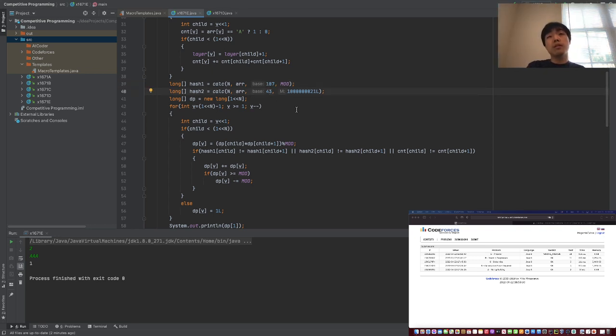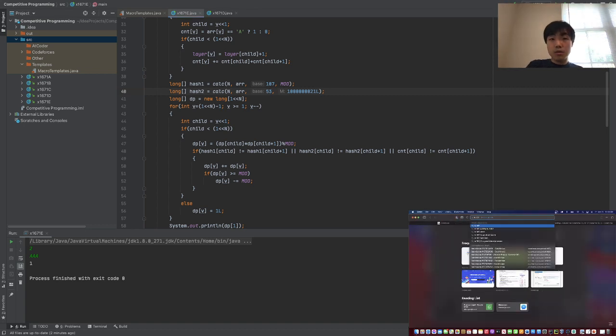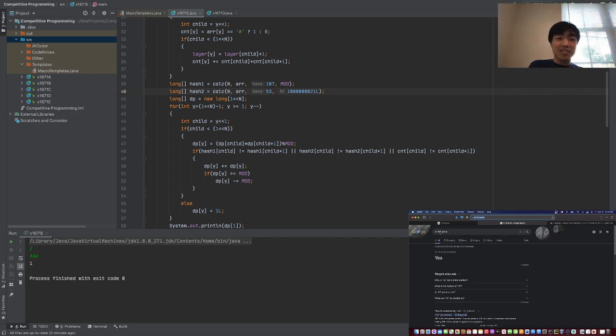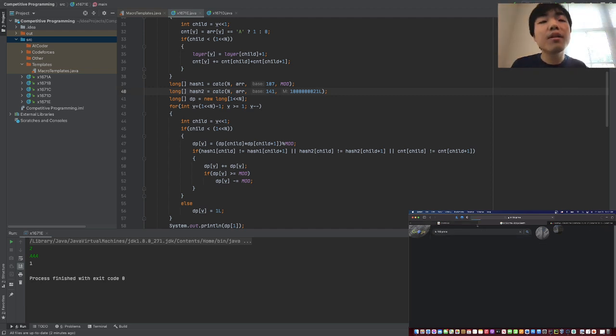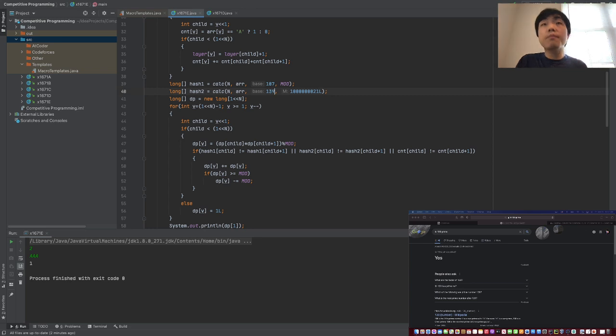Maybe base 107 and base... is 107 prime? Yes. Is 143 prime? No. Is 141 prime? If 141 is prime, I'll use it. I think it's prime. Oh, never mind. Is 139 prime? Yes. Okay, I'll use 139.